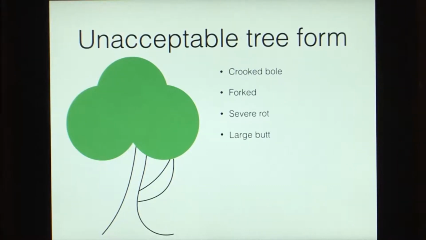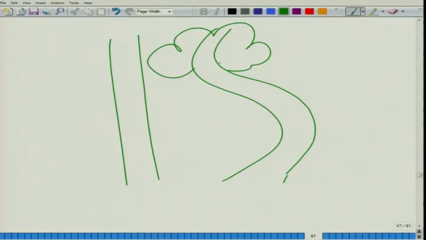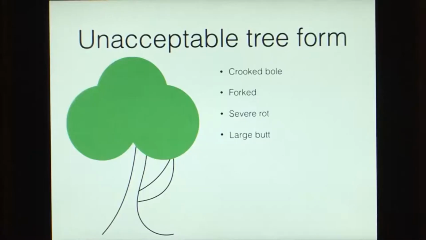An unacceptable tree form could mean a tree that is highly crooked. Highly crooked means that this tree, in place of moving like this, it might be going in a serpentine manner, for instance. So, this is a crooked tree, or it might be having a huge amount of forking or a severe rot or a large butt. So, that would be considered an unacceptable tree form.